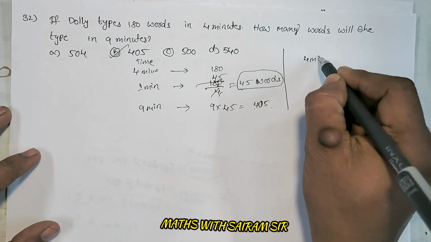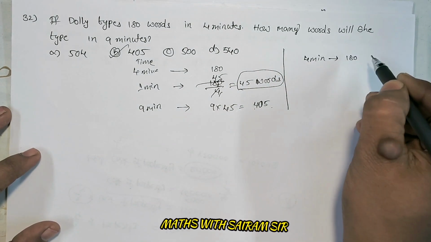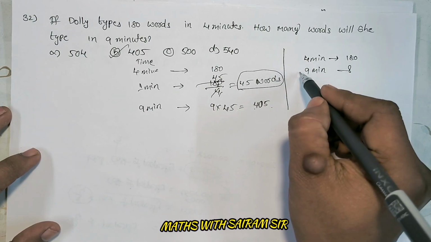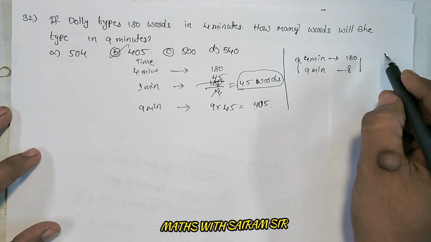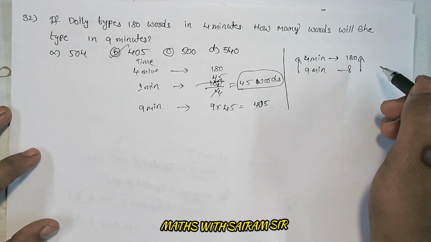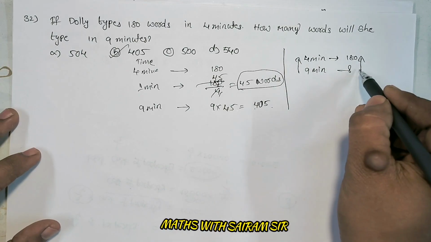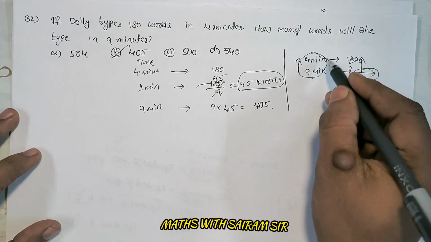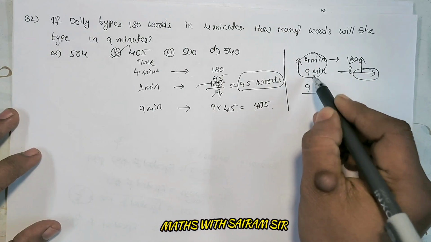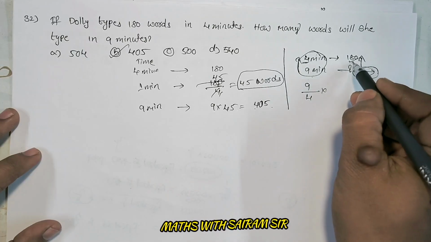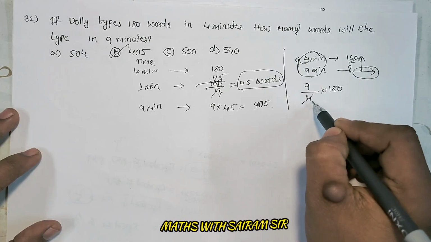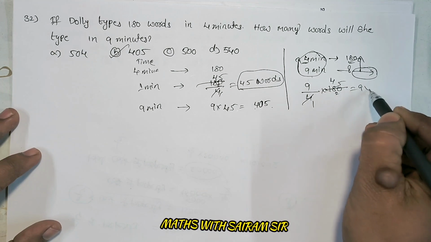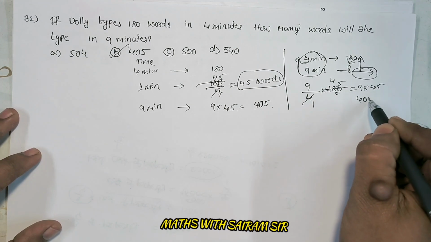In 4 minutes time she can type 180 words. In 9 minutes time how many can she type? See, we have more time, which means she can type more words in the more time. So whatever the answer is, it will be more than 180. So that's the reason we take out of this what is more, that is 9 by what is less, that is 4 into 180. If you do this, 4 1s are 4, 4 4s are 16, 5. So again 9 45s, you will get 405.